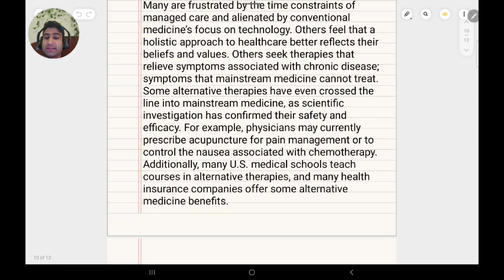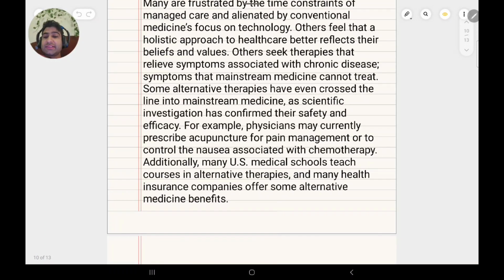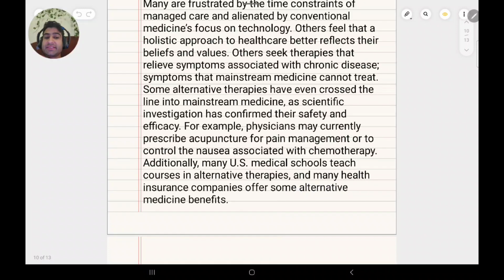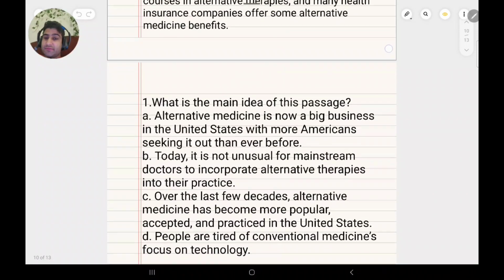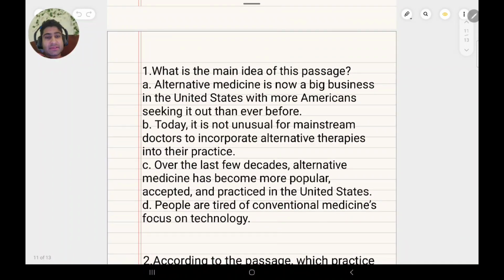That's the only reason why the medical schools have started the courses in alternative therapies, and many health insurance companies offer some alternative medicine benefits. Now let's jump to the first question. What is the main idea of this passage?